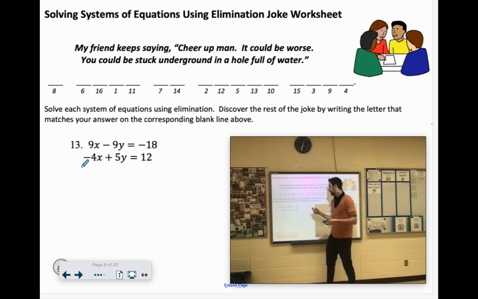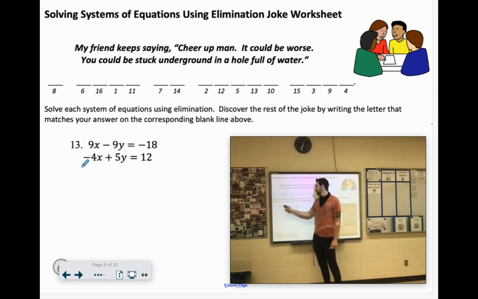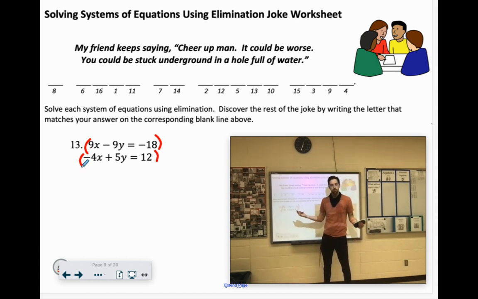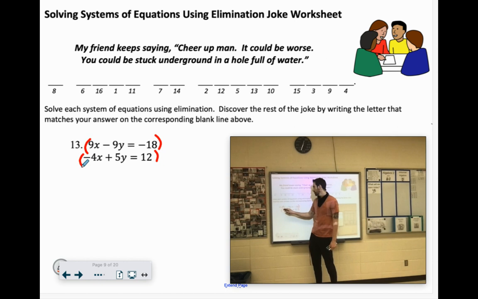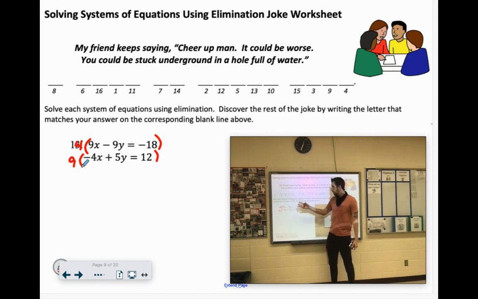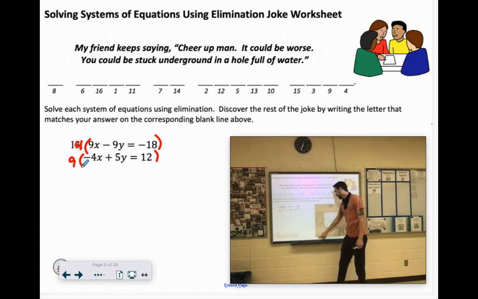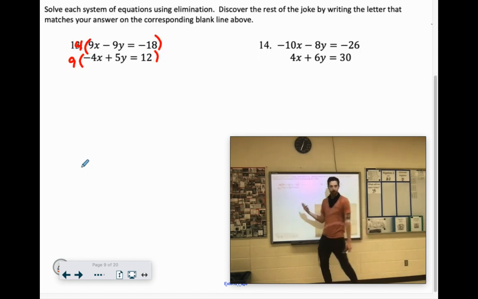stays balanced. So if you're looking at the x's, and you're like, what can 9 and negative 4 both go into? 36. Great. Another way you can always do it, just take the numbers in front and flip them. So you can multiply a 4 up here and a 9 down here. That'll match up. Or if you'd rather, you can get the y's to match up. Now 9 and 5 can both go into 45, so you can multiply them to make them both 45. But again, make sure that you multiply everything in the equation.